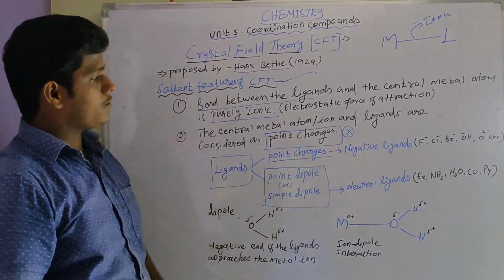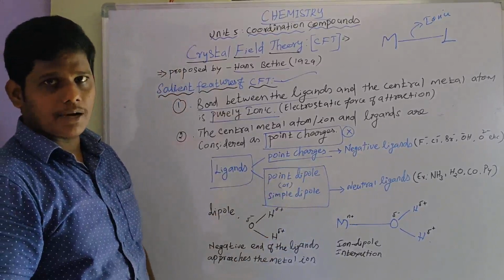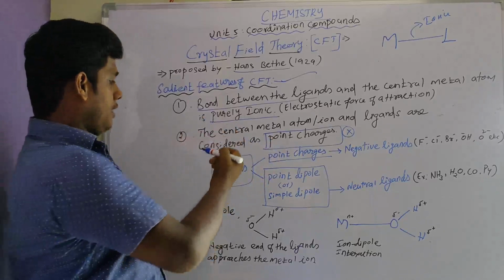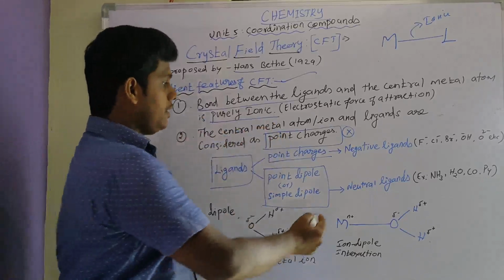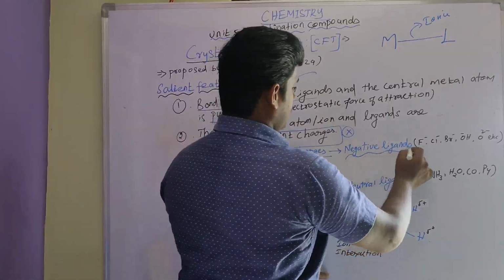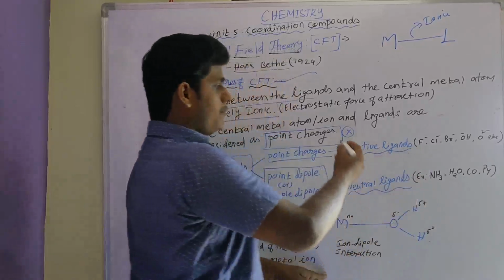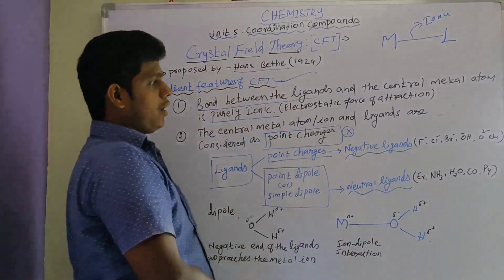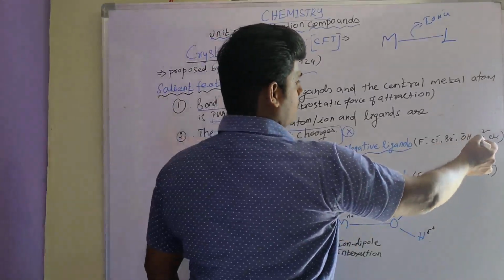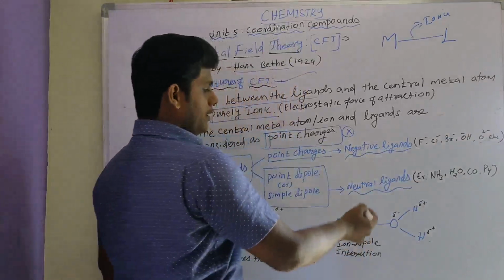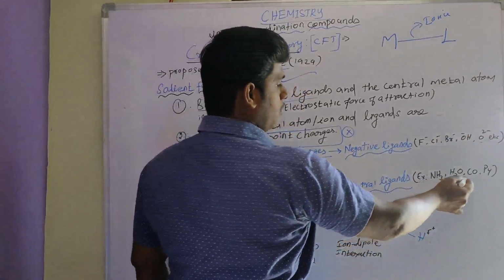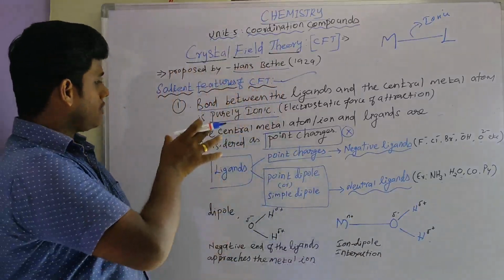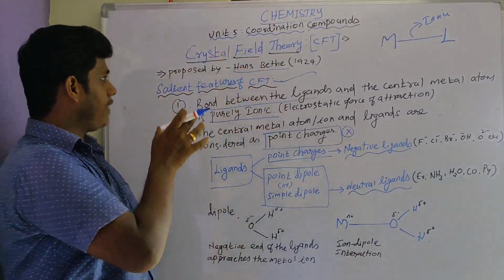What do we mean by point charges? Point charges are nothing but negative ligands, and a simple dipole or point dipole is a neutral ligand. Examples of negative ligands are fluorido, chlorido, iodido, hydroxido OH minus, and O2 minus. Neutral ligands are amine, water, carbonyl, pyridine, and so on. These are the second salient feature of the CFT.